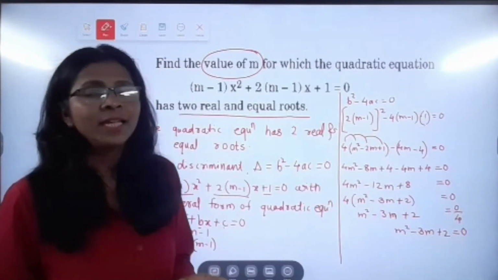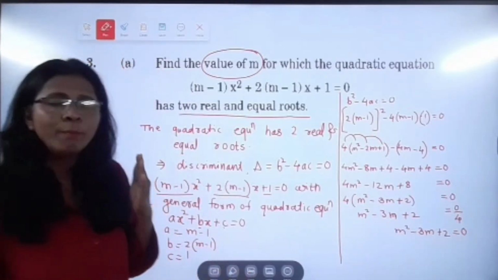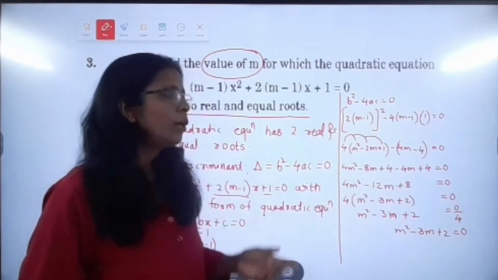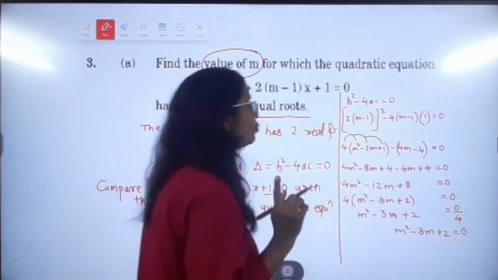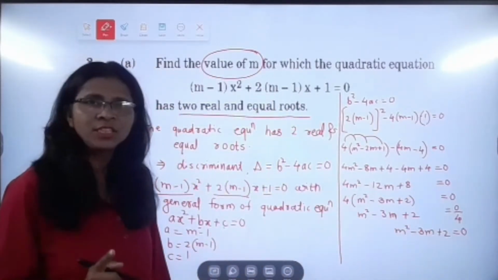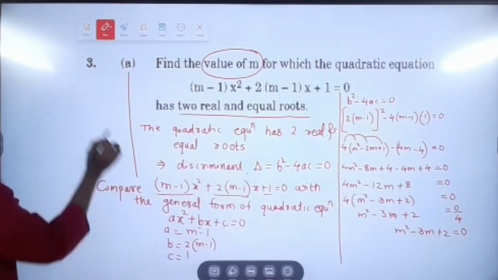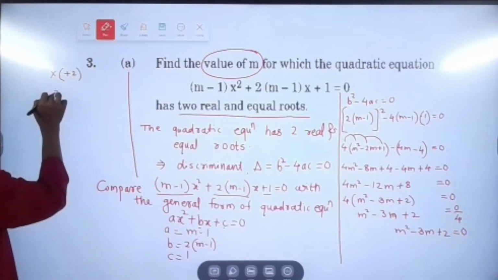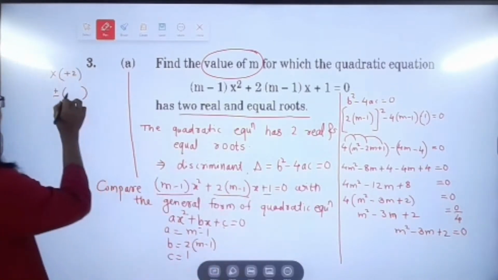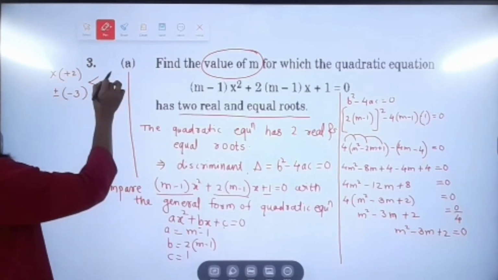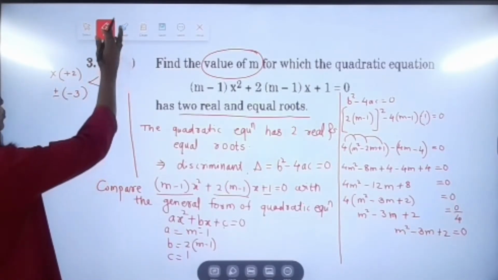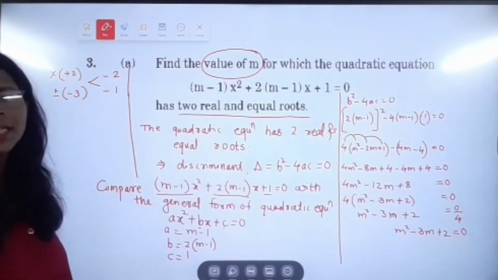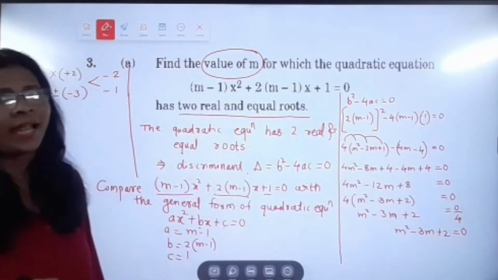So how can we solve this equation? That is by the factorization method. The factorization method says that we want two numbers such that their product will be plus 2 and their addition will be minus 3. Which are these numbers? 2 ones are 2. So minus 2 and minus 1 are the two numbers.